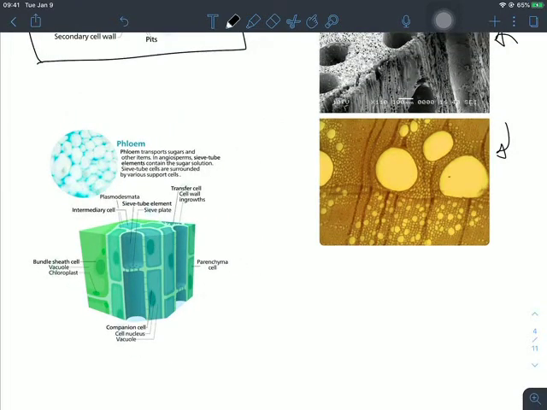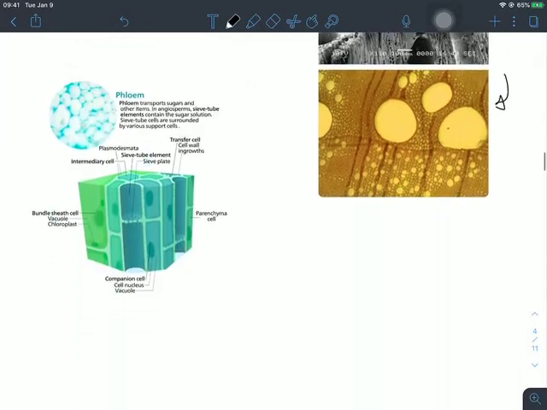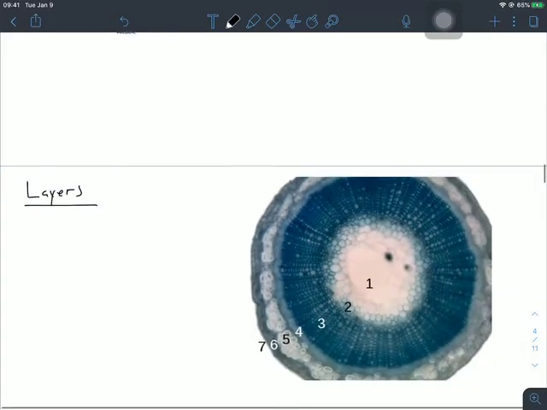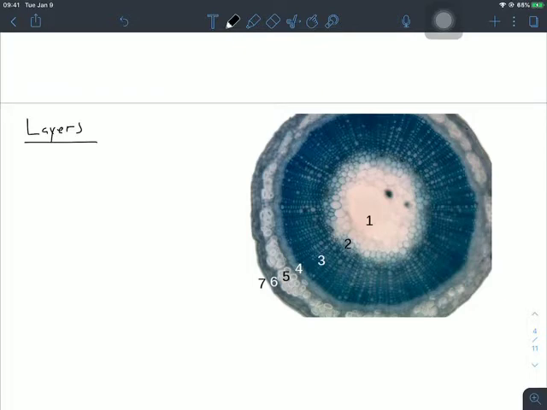Okay, so now we've discussed our different tissue types. Let's talk about how they develop into tissue layers. What are our developmental layers? If I cut a stem across, what am I expecting to see from the outside in? Because we will take this journey many times in many different ways, going from the outside of a tissue all the way to the inside.